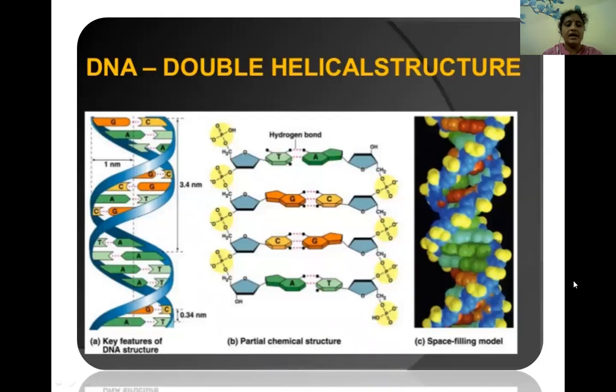The double helix has some physical parameters. The diameter is 20 angstroms, the pitch or helical turn is 34 angstroms, or 3.4 nanometers. The number of residues per turn is 10 base pairs per turn in crystal, and 10.5 base pairs per turn in solution. The twist of the sugar phosphate backbone per base pair is 36 degrees.